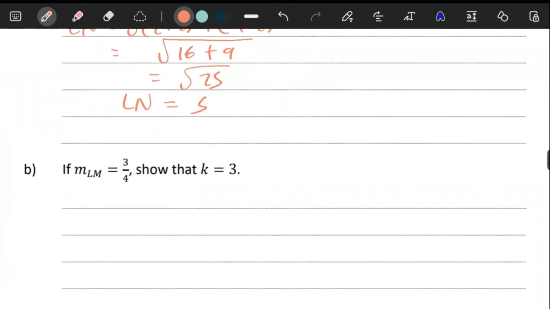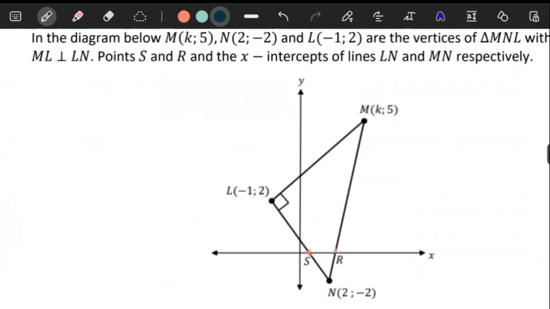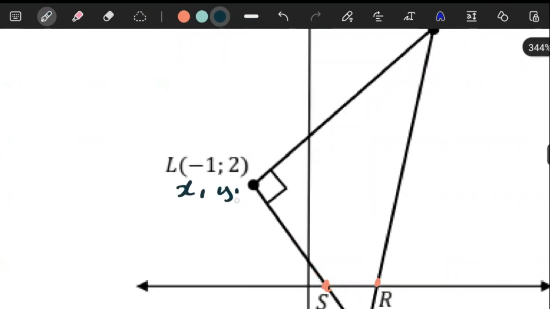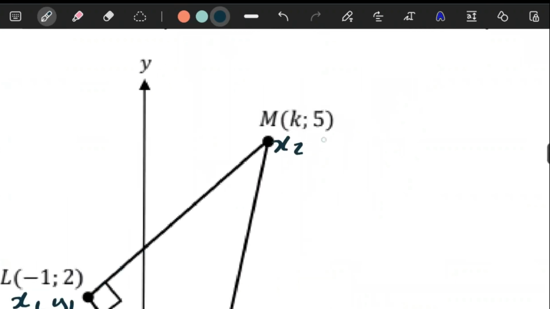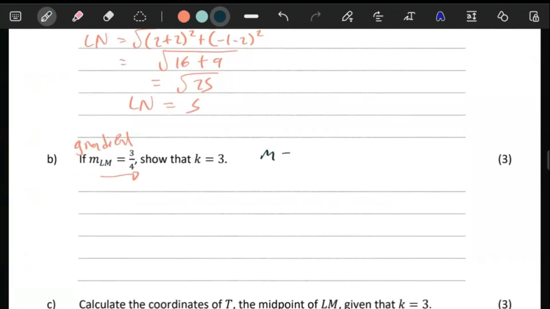It says show that the gradient, this is asking for the gradient, you see, because gradient is the m. Gradient of LM is 3 over 4. If they've given you the gradient, then they're asking to get the coordinate of k. So LM, you have L here, M there. You can use the gradient formula. You can make this x1, y1, x2, y2. Your gradient formula is going to be y2 minus y1 over x2 minus x1, right?